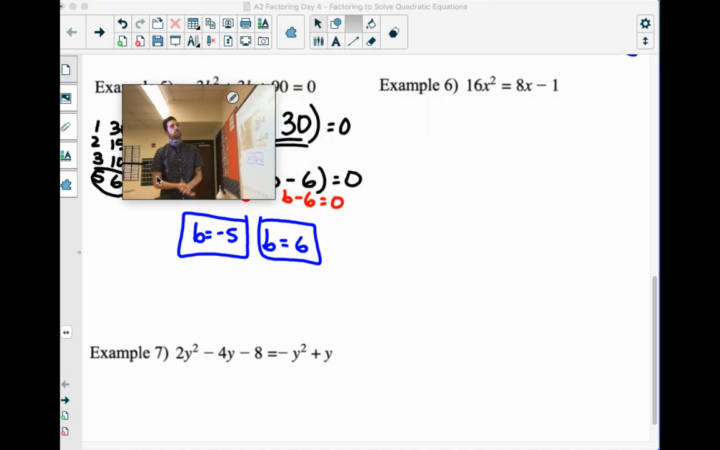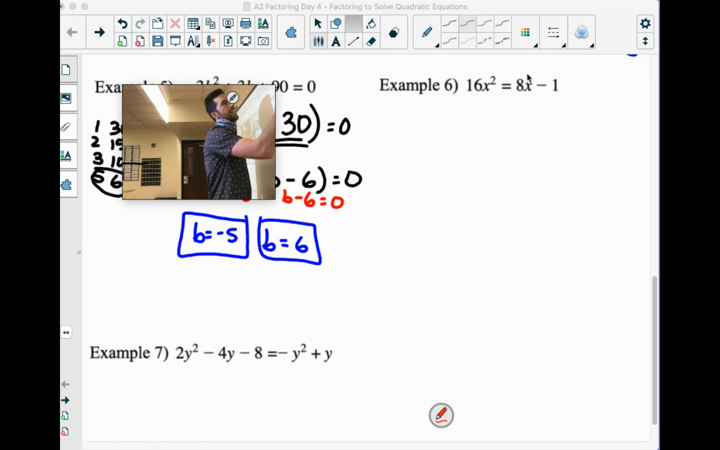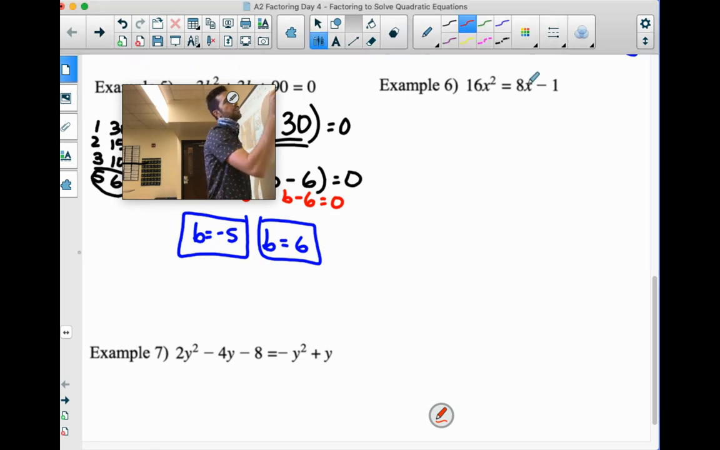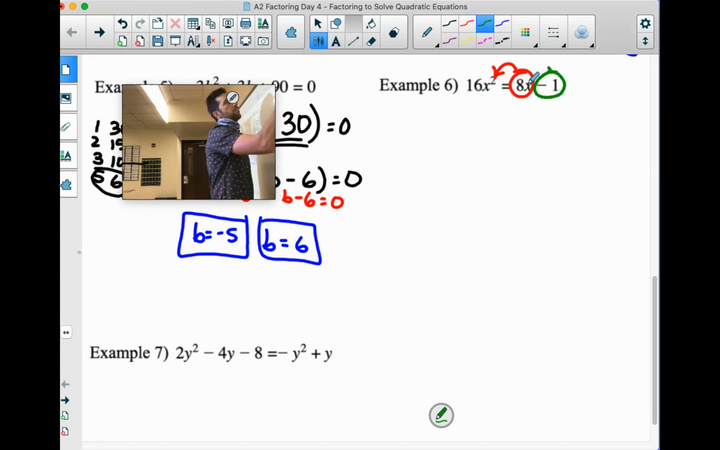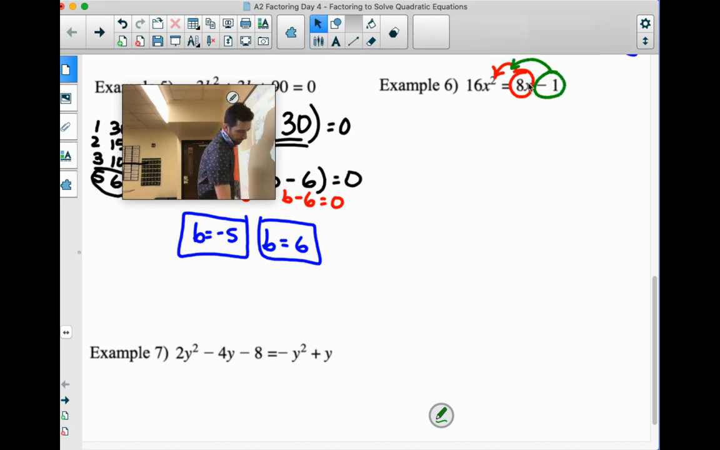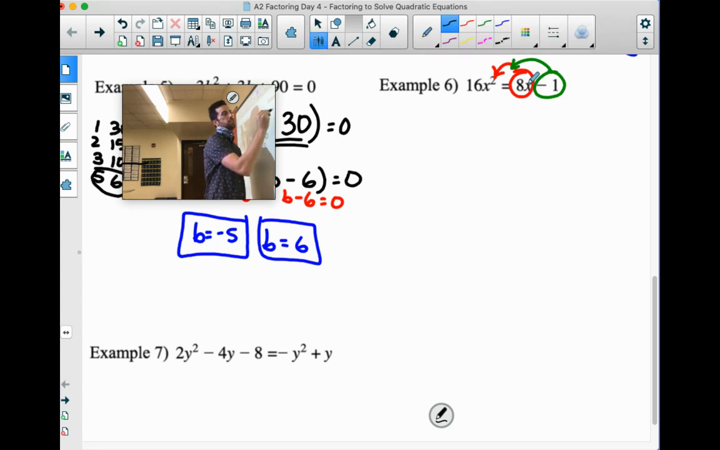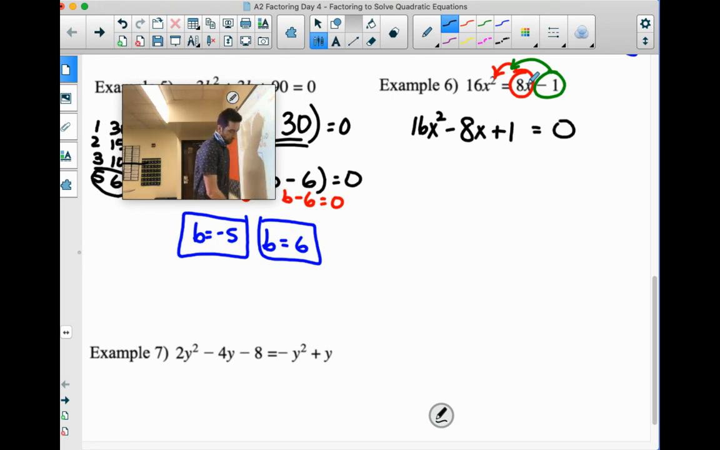16x squared equals 8x minus 1. It doesn't equal 0. We have to get it to equal 0. So to move this 8x, if I can circle it, to the other side, we'd have to subtract the 8x. To get that negative 1 to the other side, we'd have to add 1. So our new equation would say 16x squared minus 8x plus 1 equals 0. Okay, we've got it equal to 0.